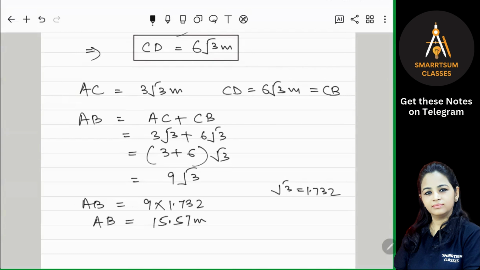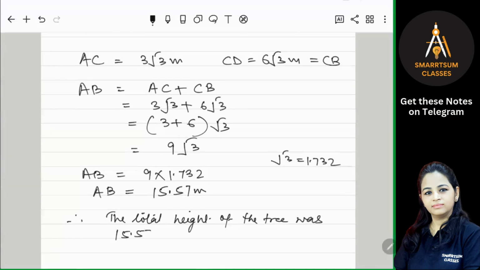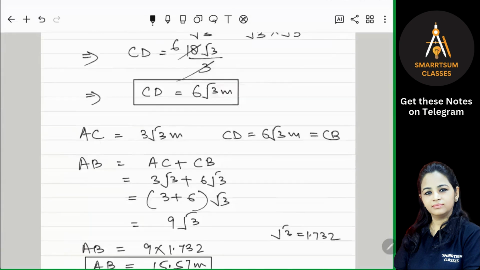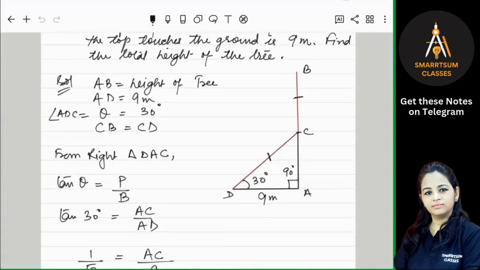So in this way, we have got the value of AB. That means the total height of the tree was 15.57 meters. And this is the answer. Okay. So I hope you're getting this. Yes or no? How to find the height of the tree, right? So in this way, we have got the height of the tree using the trigonometric ratios. Is that clear? Yes or no? Please note down.